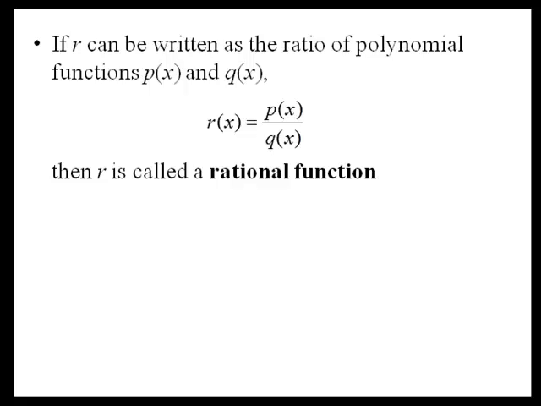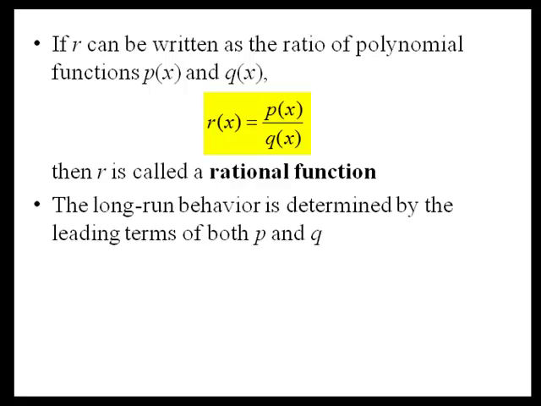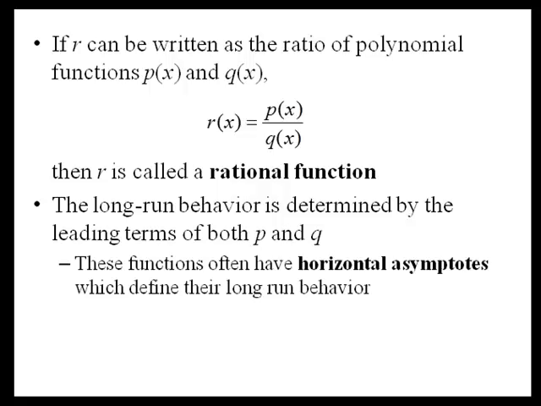Now, if a function can be written as a ratio of polynomials, then we have what is called a rational function. The long-run behavior of this rational function is basically determined by the leading terms of both p and q, so the two polynomials. So we need to look at their leading terms.